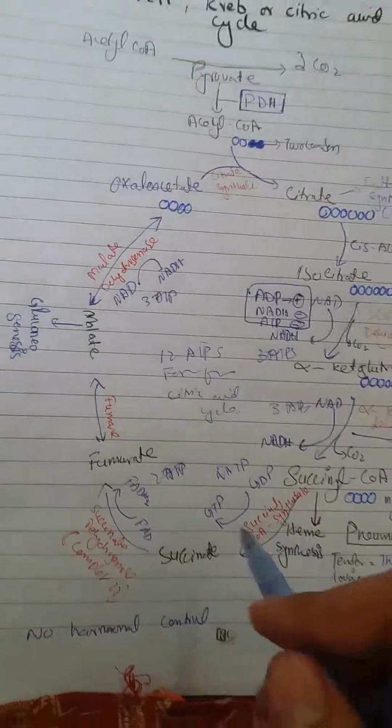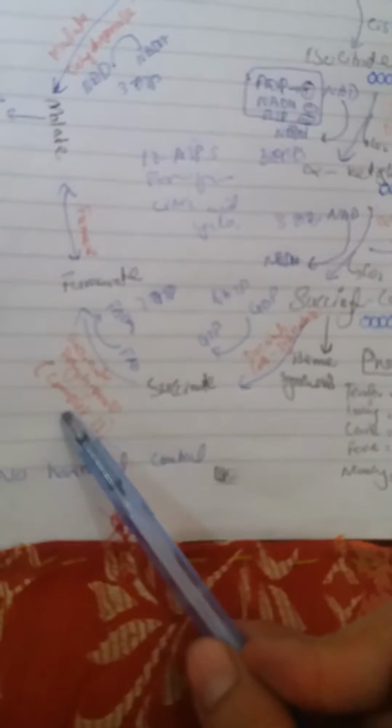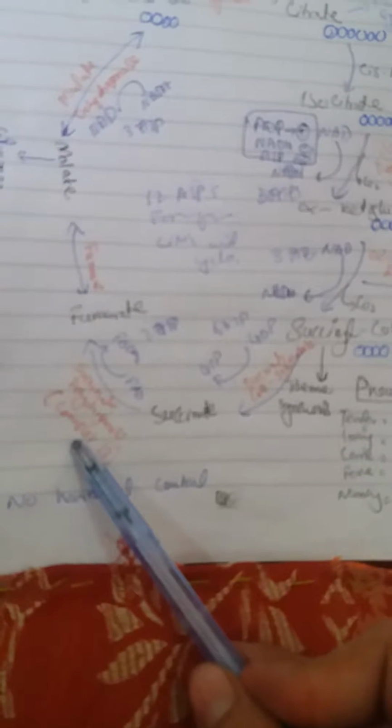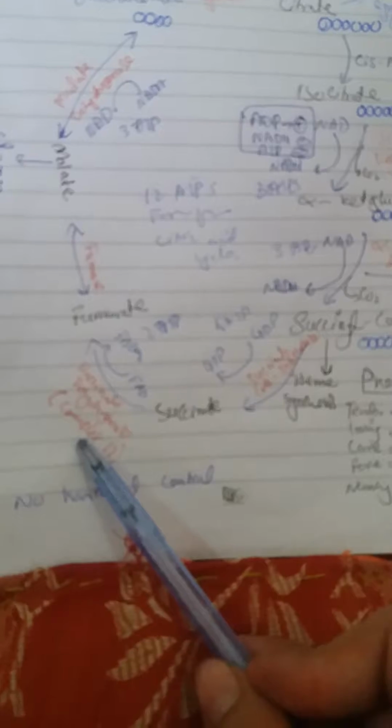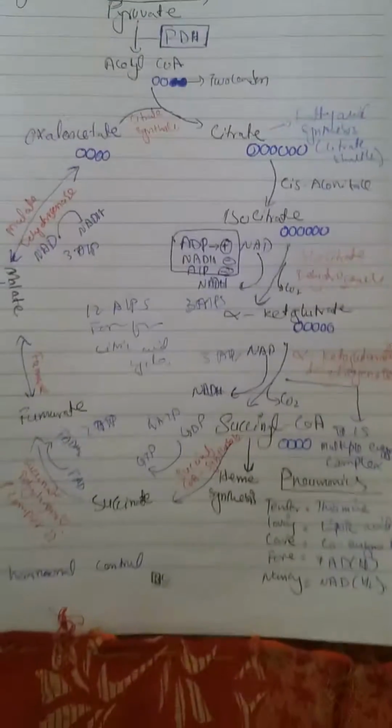The other important point is that succinate dehydrogenase is the only enzyme that occurs in the inner mitochondrial membrane, and all the others occur in the matrix of the mitochondria.